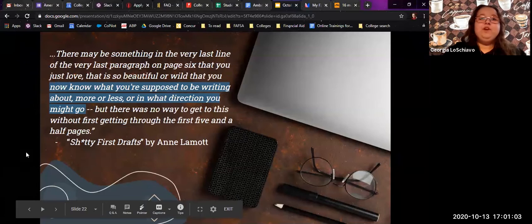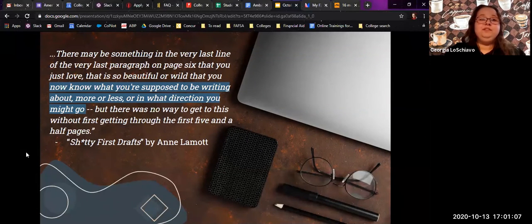There may be something in the very last line of the very last paragraph on page six that you just love, that is so beautiful or wild that you now know what you're supposed to be writing about, more or less, or in what direction you might go. But there was no way to get to this without first getting through the first five and a half pages.